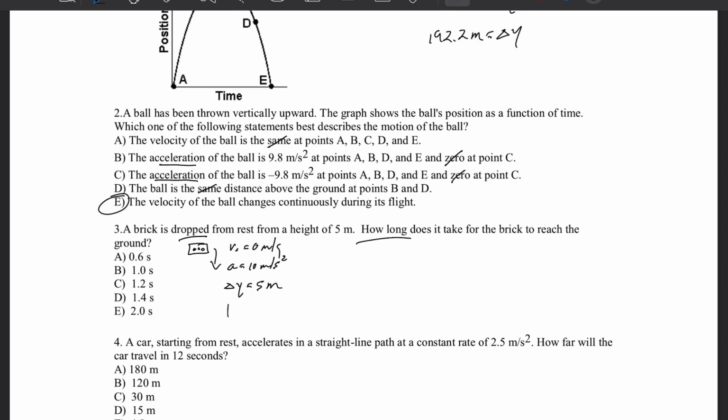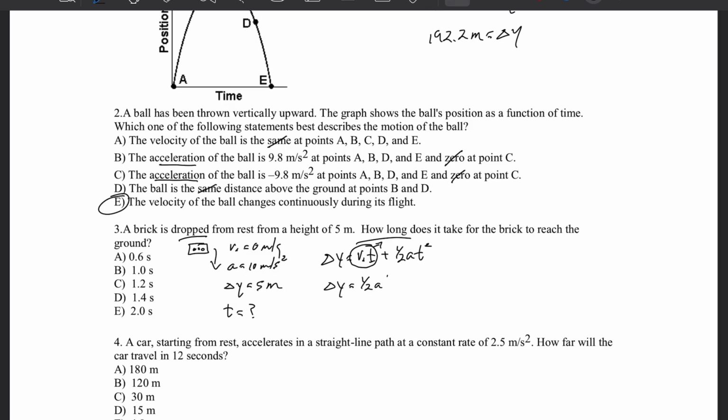If you want the acceleration to be negative 10, you need to make the displacement negative 5 because they're both in the downward direction. They have the same direction, they have the same sign. We know that delta y is equal to v naught t plus 1/2 at squared. We're solving for time, and v naught is 0, so v naught t is going to be 0. It's gone. So we want to rearrange this to solve for time.